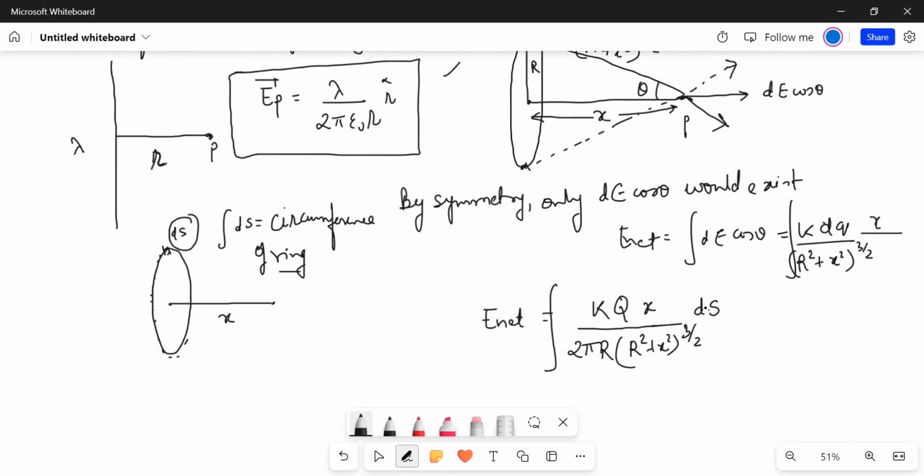And which is again equal to what? 2 pi R. So basically you will get k capital Q x times 2 pi R, divided by 2 pi R, and then you have this. So this gets cancelled. So the net electric field will be given by kQx upon (r square plus x square) raised to power 3 by 2. I hope it is clear.